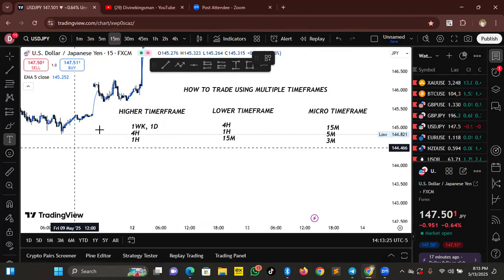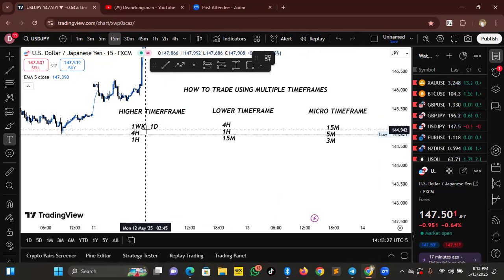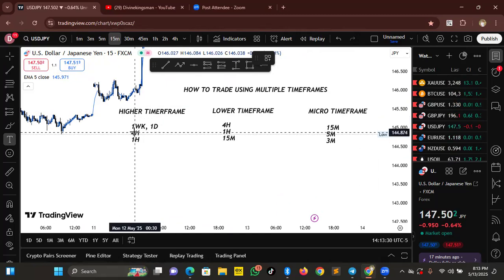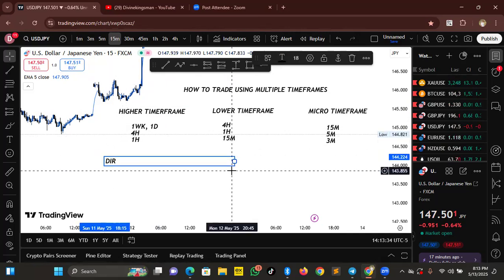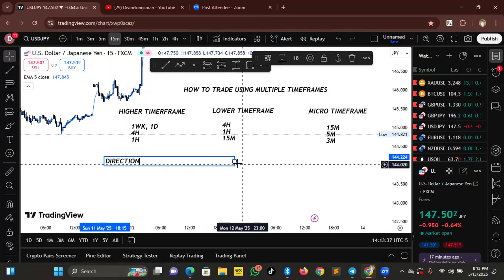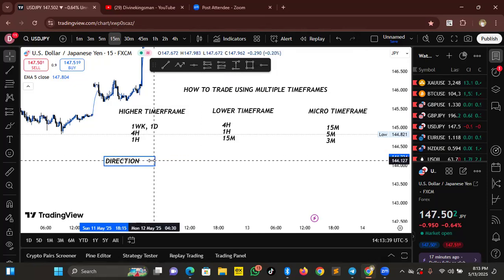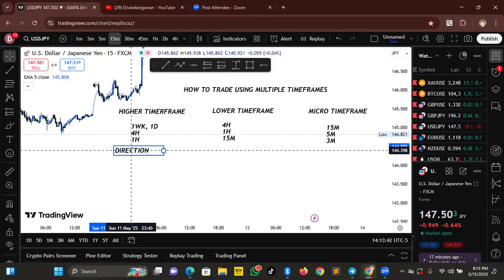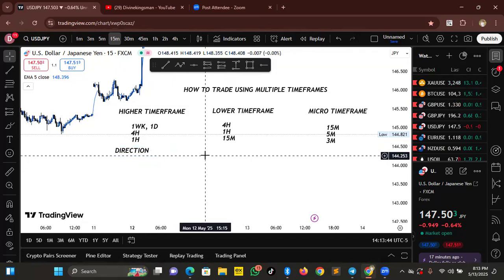There are some people that use months here, so don't mind me because I'm using 1 week or 1 day here. There are people that use months to look for the direction of the market. So I'm going to type direction here. Please listen carefully to what I'm saying. The higher time frame is mainly the time frame we use to view the direction of the market. It is just for us to identify the direction of that market. This is what the higher time frame is meant for.